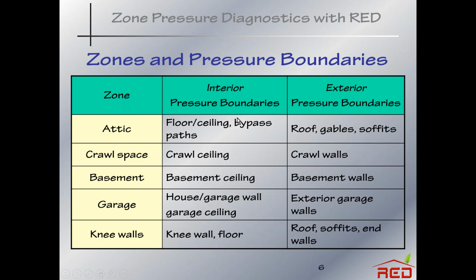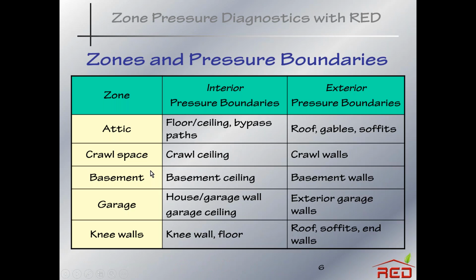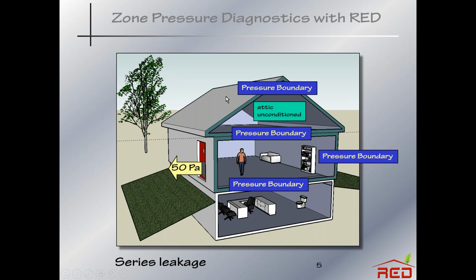That's pretty powerful. Going back to this now. So the first bullet, we can determine the leakage in CFM50 flow, and if we divide by 10, approximately the area from the building to the zone. We can determine the CFM50 flow and the area from the zone to the outdoors. Once again, I'm going to go back to that diagram. That is this in the case of using the attic as a zone. Now, some of you and some of your programs, whether they're low-income weatherization, a public program, or private home performance, you are concerned about the amount of venting in an attic. Well, Zone Pressure Diagnostics can give you the number of square inches in this pressure boundary, the roof and the gable ends, and any venting.